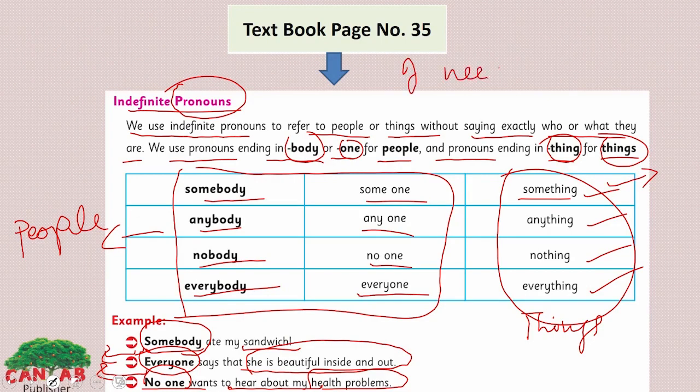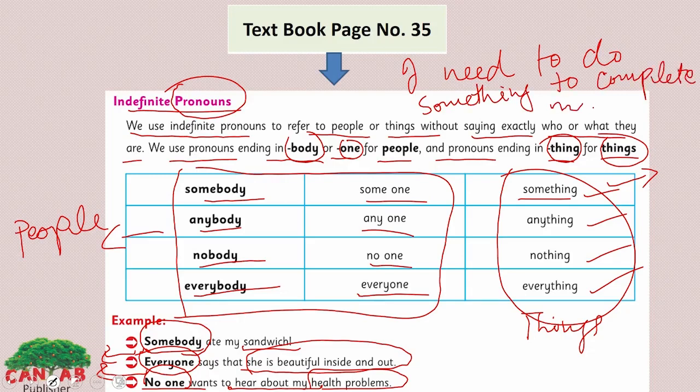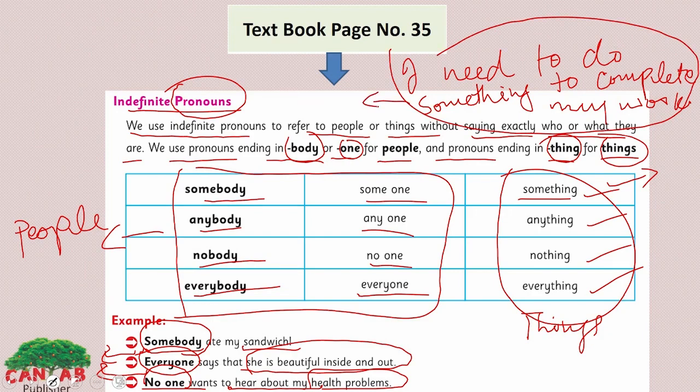I need to do something to complete my work. Here this person doesn't know what to do to complete his work, but he is referring to something that he needs to do to complete it. He doesn't have any specific name or any specific thing, so he's just referring to something that he needs to do to complete his work.